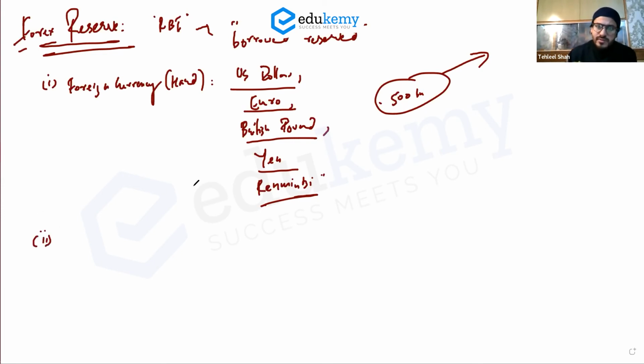Chinese yuan, yuan is also called renminbi.